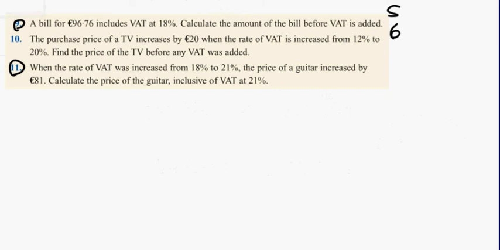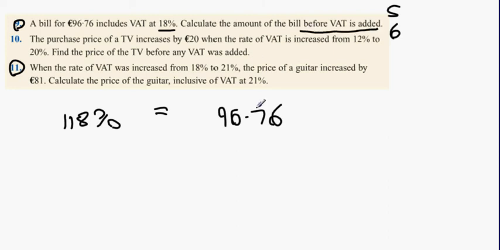Okay, so this one here, a bill for €96.76 includes VAT of 18%. This means 118%. It's 100% of your full bill plus 18% equals €96.76. Calculate the amount for the bill before the VAT was added. You need to find out what 100% is. So you're going to divide by 118 and multiply by 100.